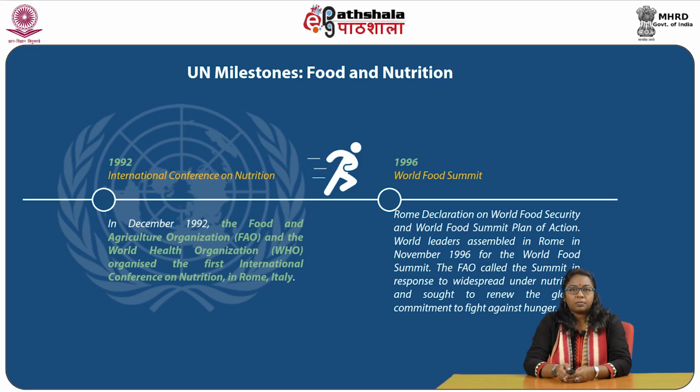1996, World Food Summit, Rome Declaration on World Food Security and World Food Summit Plan of Action. World leaders assembled in Rome in November 1996 for the World Food Summit. The Food and Agriculture Organization called the summit in response to widespread undernutrition and sought to renew the global commitment to fight against hunger.